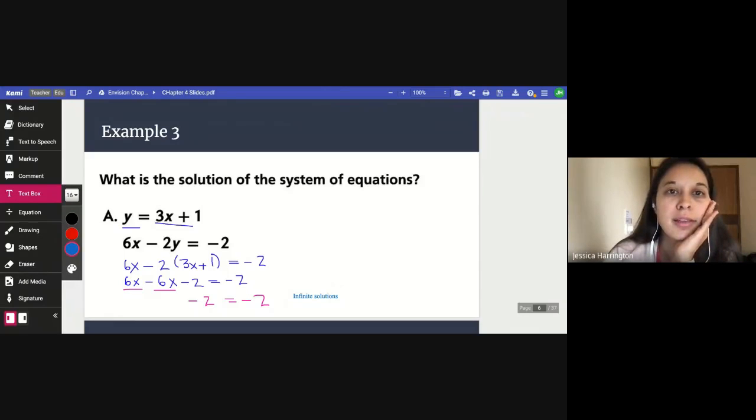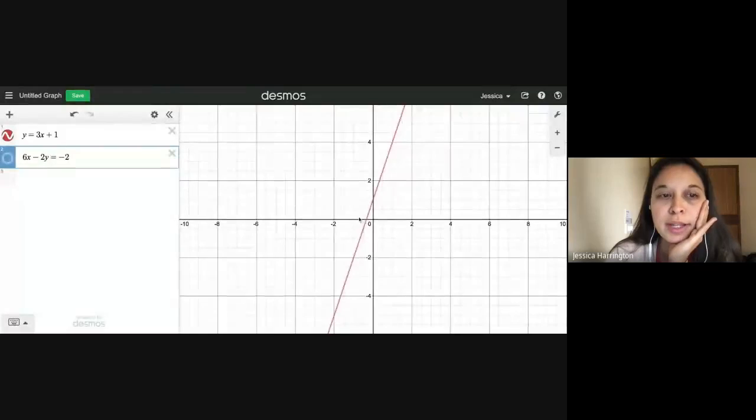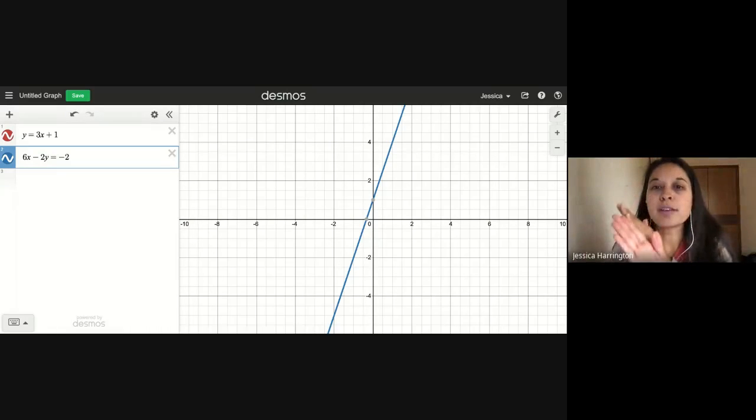All right, so let's switch over to Desmos. And you can see, here's that first line, y equals 3x plus 1, this red line. Now here's the second line, this blue one. They are right on top of each other. And because they are right on top of each other, every single point they cross at is a solution. There's an infinite number of solutions because they cross over each other at all times. They're always equal. And so that's why that one had infinite solutions.